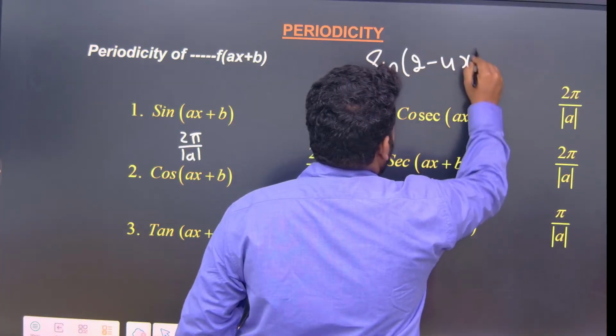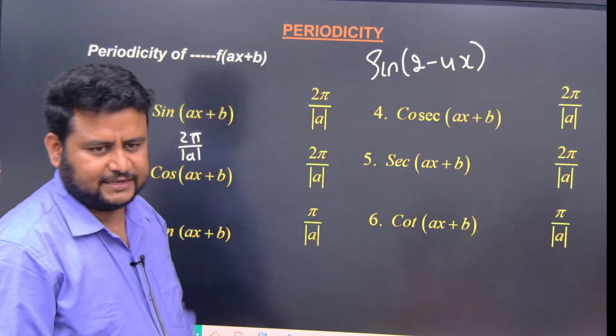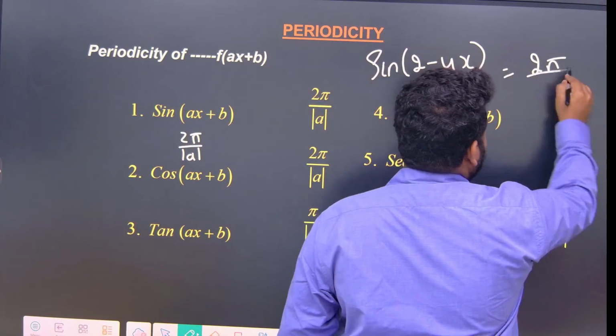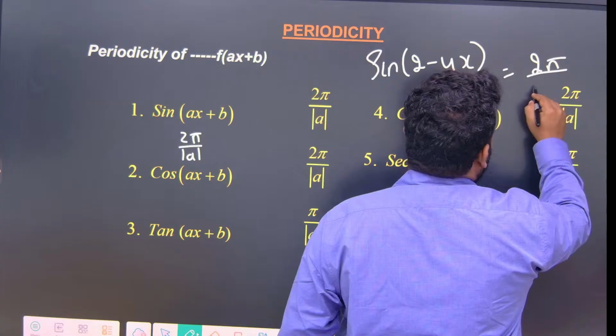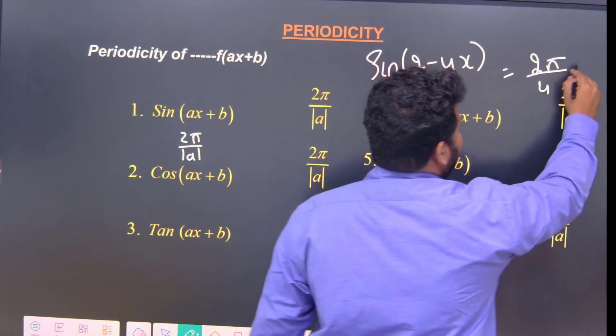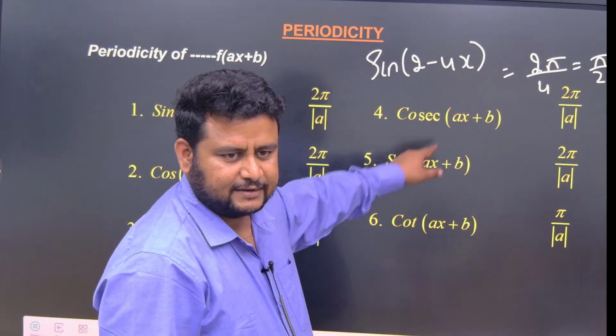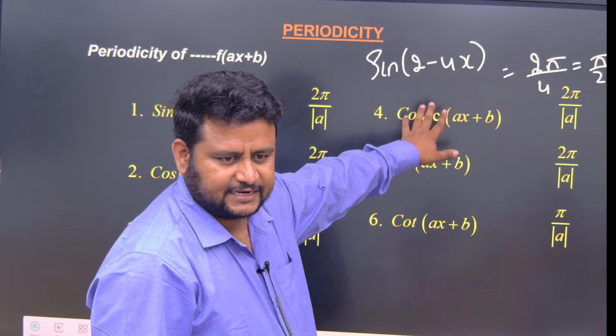Suppose I write sin of 2 minus 4x. The 2 does not have any meaning here. So what value should you write? 2 pi by modulus of minus 4, that is just 4. So that will be pi by 2. Understood, no? Clear? Getting it?